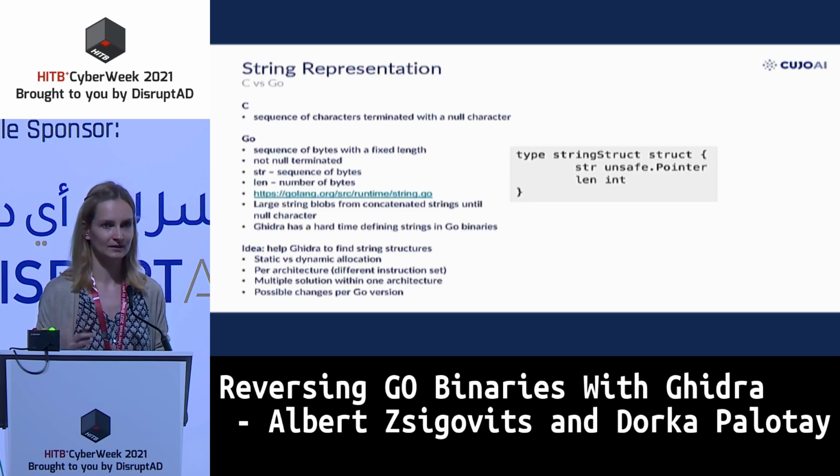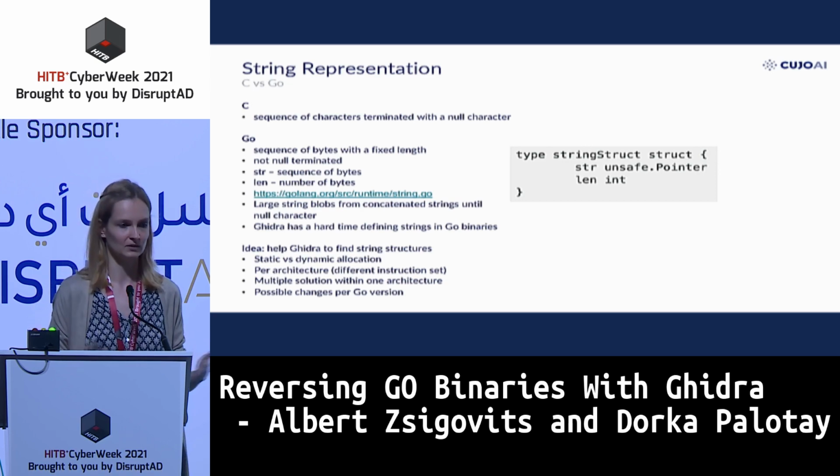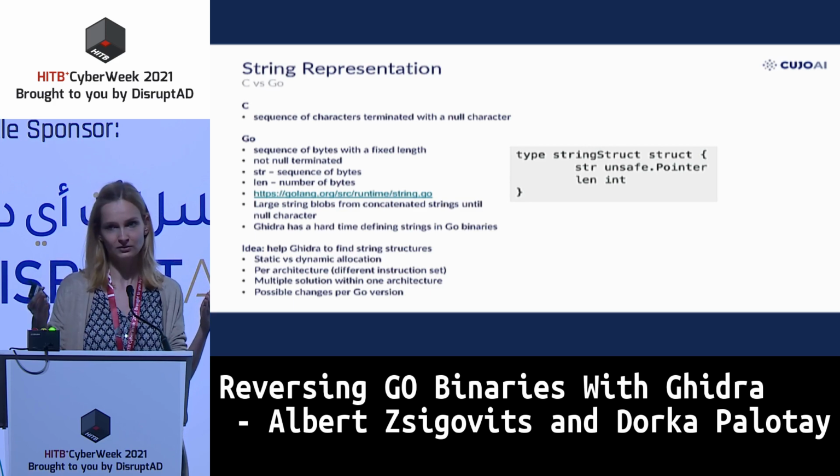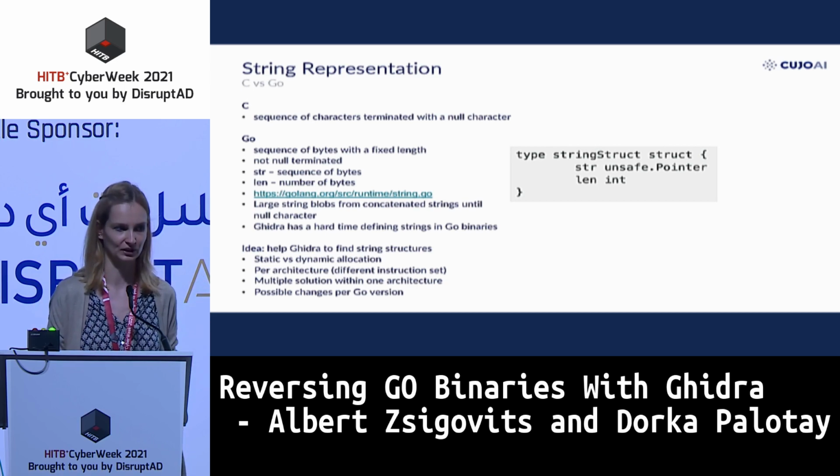So let's look at what strings are within Go. In C, as we all know, a string is a sequence of characters terminated with a null character. The main difference is that in Go, these are sequences of bytes with a fixed length. So they are not null terminated. And there is a specific structure, the string structure, which consists of a pointer to the string, and also an integer showing the length of the string. So we need to find these structures.